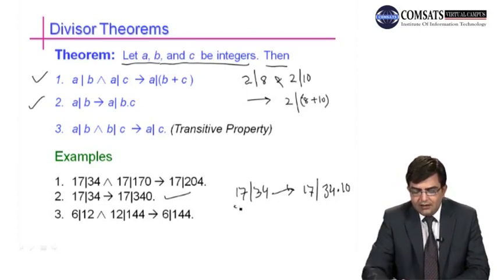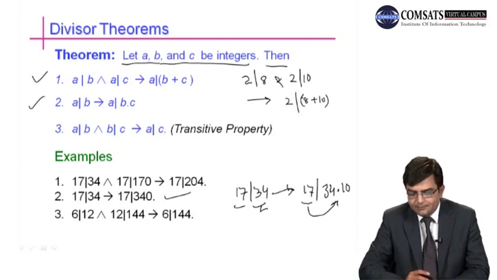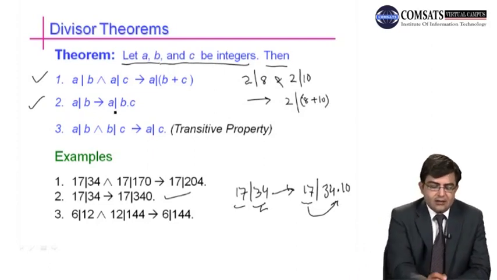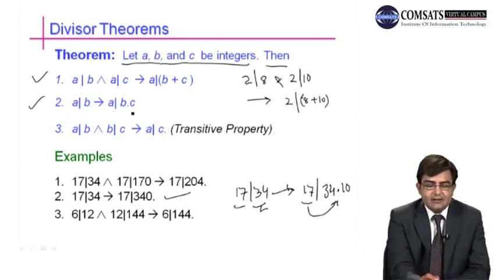So what does it mean? If a number divides some other number, then the same number divides the multiple of that number. So if A divides B, then A divides B into C. C is basically some other integer, and if we multiply B by it, then this result is always true. We have another result, which is called the transitive property of division.